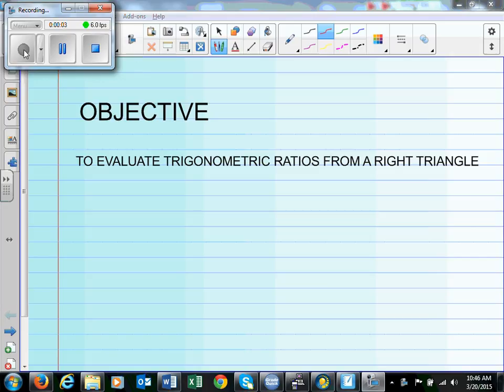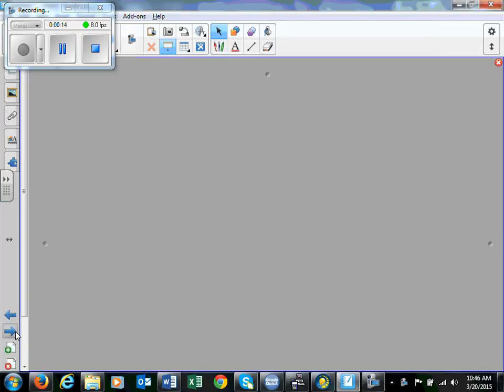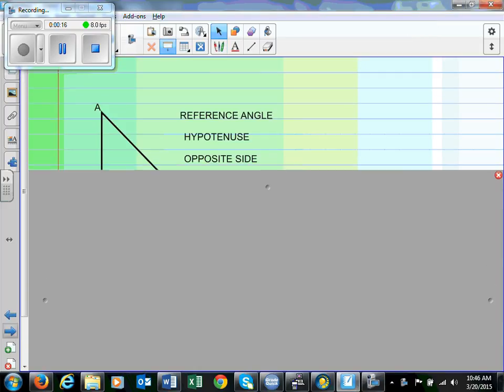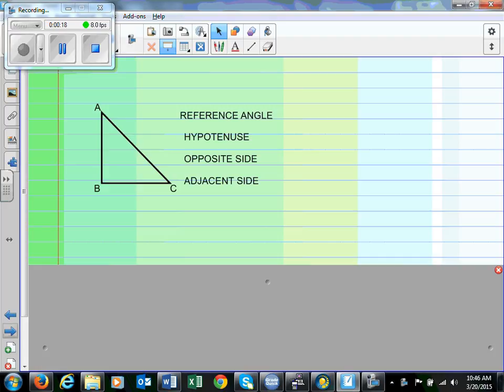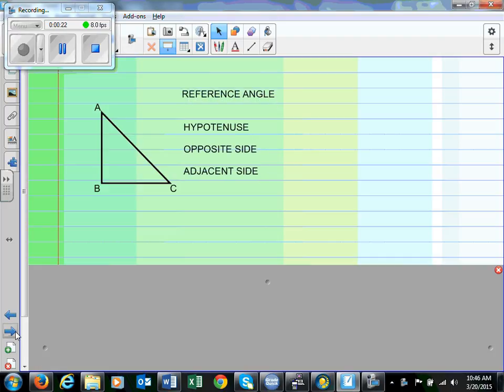The objective for today is to evaluate trig ratios from a given right triangle. In order to do that, the first thing we're going to do is understand these terms, which are called the reference angle, the hypotenuse, opposite side, and the adjacent side.